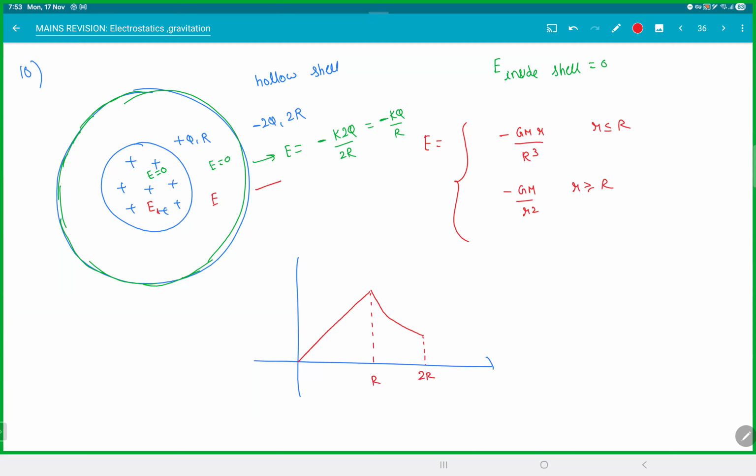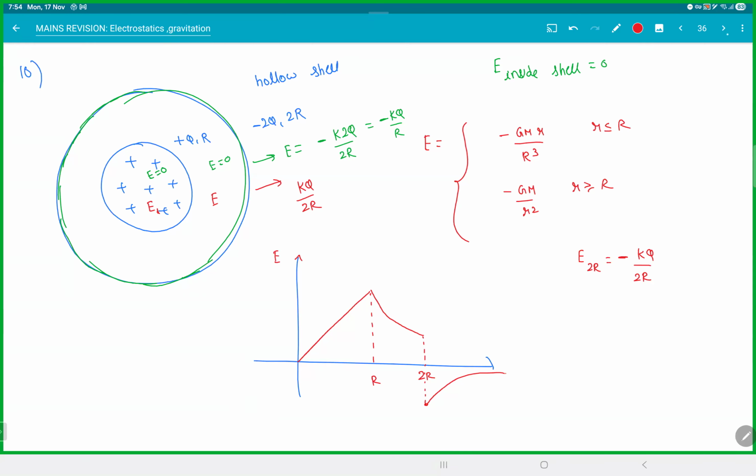At 2R, this field will be kq by 2R. So just on the surface, E at 2R will become minus kq by 2R. Means your graph will suddenly dip to negative category and then it will tend to 0. Making sense? So once you cross that surface, there will be a discontinuity there. The graph will split. Clear with this? At infinity, it becomes 0. So this will be your E versus R graph.